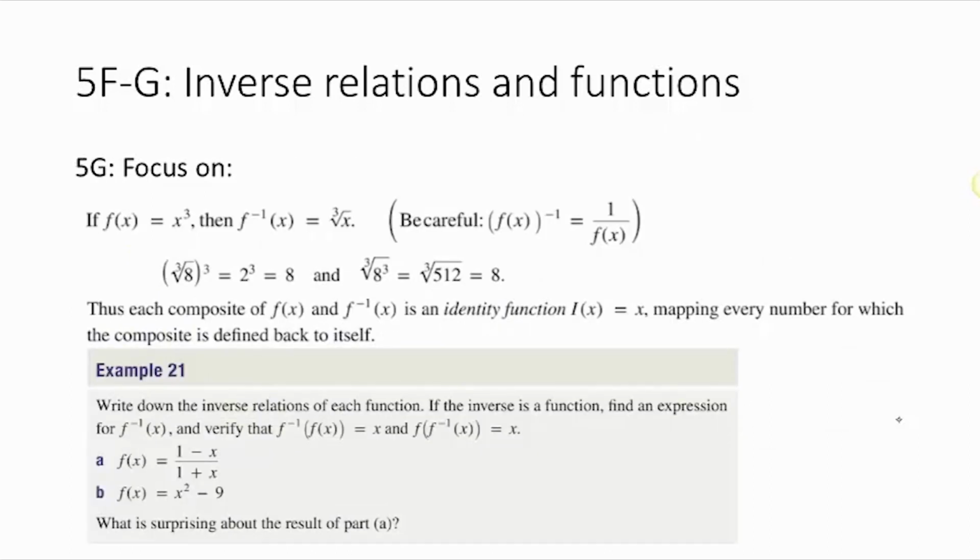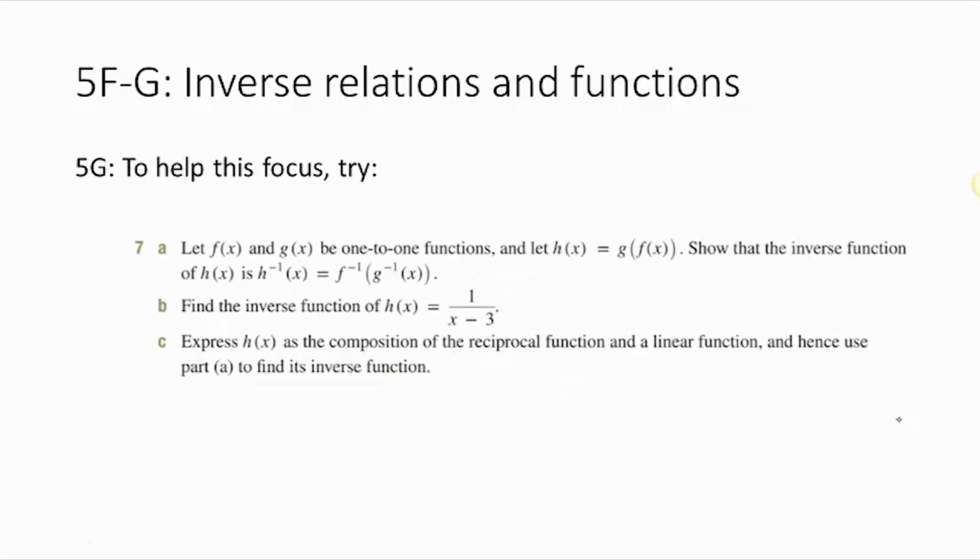And then in 5G, we're going to establish the notation. Be careful, make sure that you don't confuse it with the reciprocal. And also talk about an identity function, when it maps back to itself. So as we've already covered composite functions, we can then say that you could have f to the minus 1 of f of x is x, and similarly the other way around. And get them to discover that themselves, perhaps by just looking at example 21, even try and get them to work through it themselves. And here's a question from the exercise.